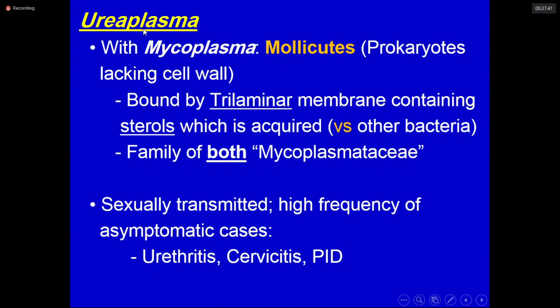Both Ureaplasma and Mycoplasma belong to a family called Mycoplasmataceae. This is just to show you that these two organisms are linked together. Both are called mollicutes. They cause sexually transmitted disease, with a high frequency of asymptomatic cases. As with Chlamydia, asymptomatic infection is common. Of what? Of urethritis, cervicitis, and PID. I described to you what PID is, pelvic inflammatory disease.